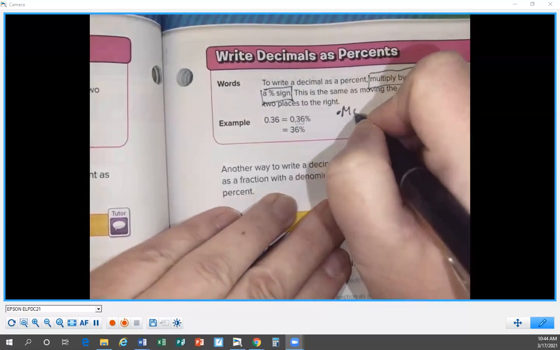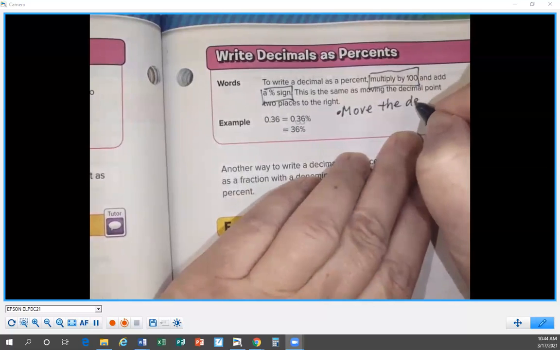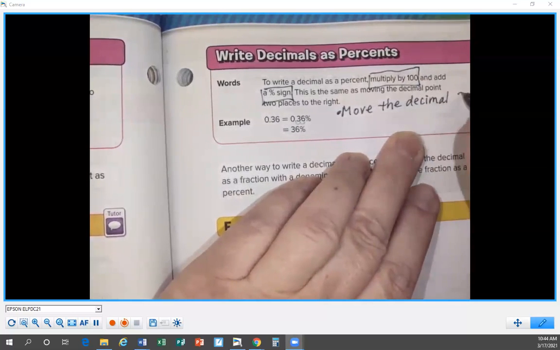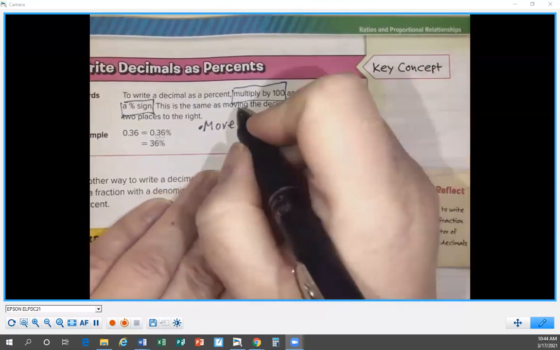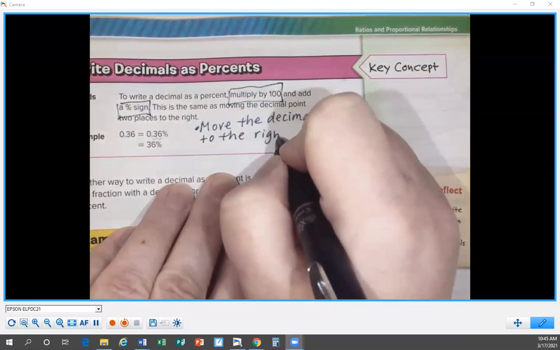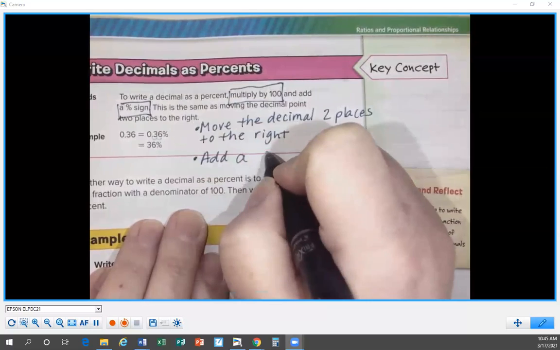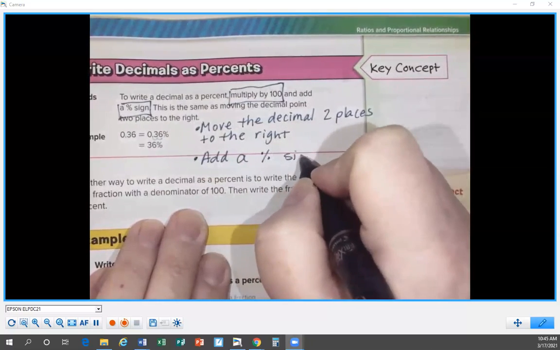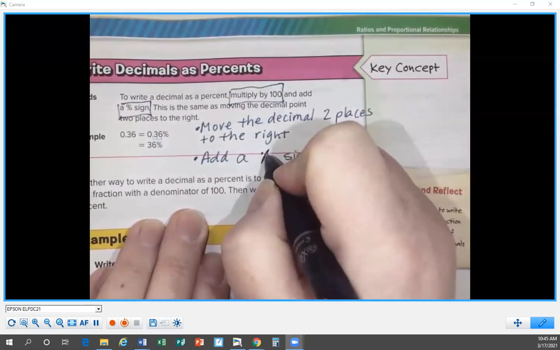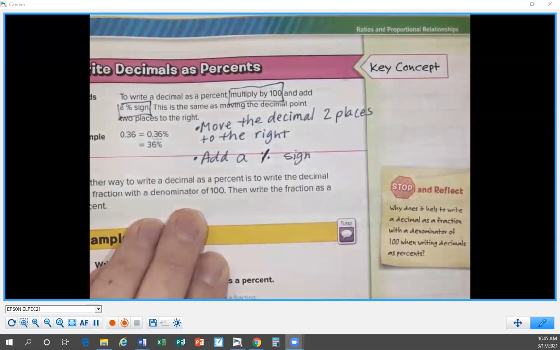So move the decimal 2 places to the right and add a percent sign. Okay, remember the percent sign, it's top right to bottom left when we write it. So it's like the number 7 without the top line, okay?